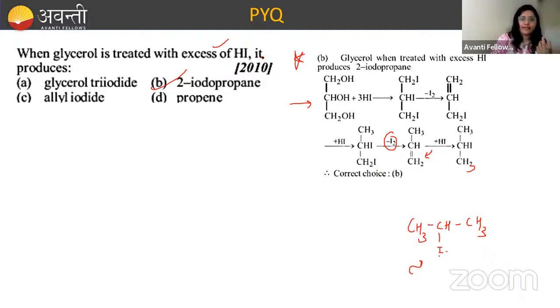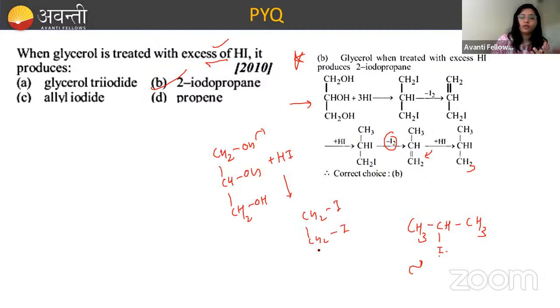So we'll think about this reaction. And what you are going to do is write CH2OH, CHOH and CH2OH. पहले तो glycerol का formula याद रखो. ठीक है? बाद में उसमें आप अगर HI डालोगे, then you will think that one of the OH will get replaced by the I. But here excess was given. So again you will think that all the OH will get converted into I.